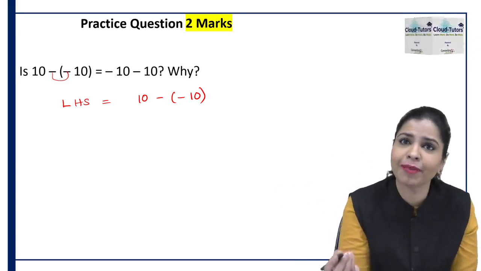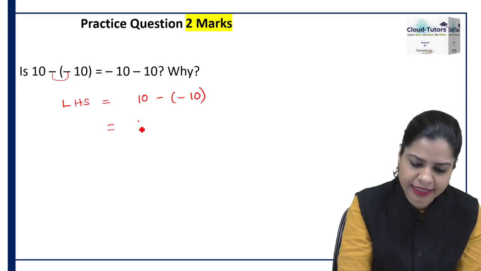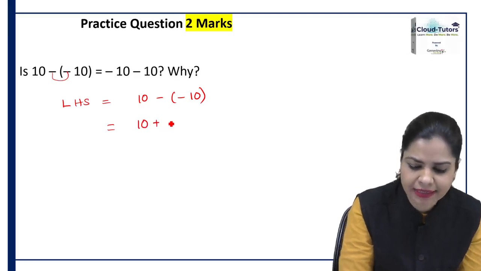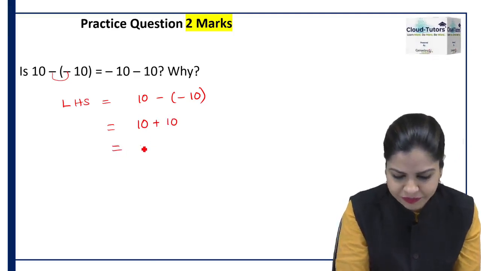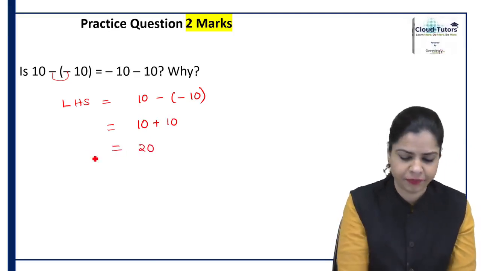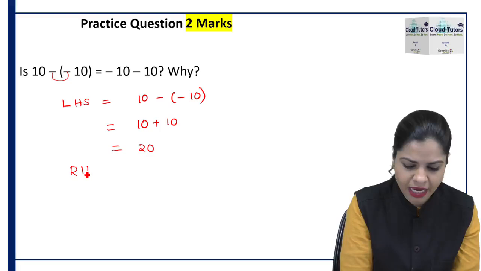So 10 minus of minus 10 is 10 plus 10. And that is what? 20. Okay, this is my LHS. Now let's check what is my RHS.